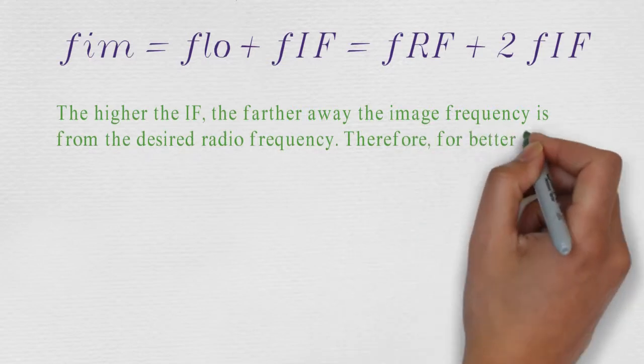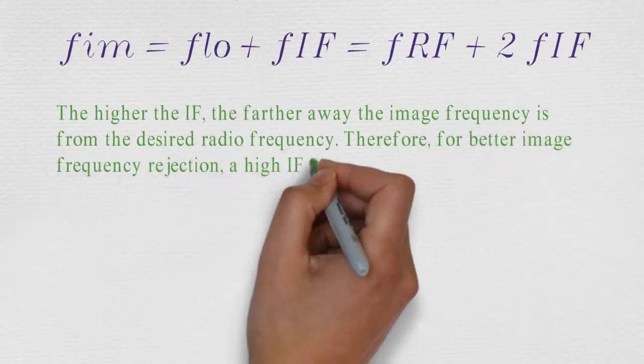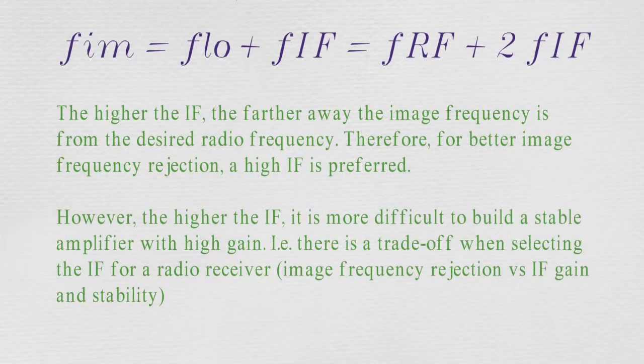Therefore, for better image frequency rejection, a high IF is preferred. However, the higher the IF, the more difficult it is to build a stable amplifier with high gain. That is, there is a trade-off when selecting the IF for a radio receiver: image frequency rejection versus IF gain and stability.